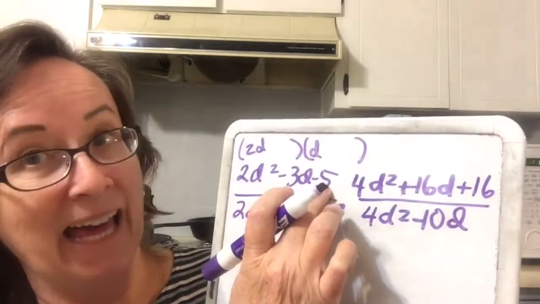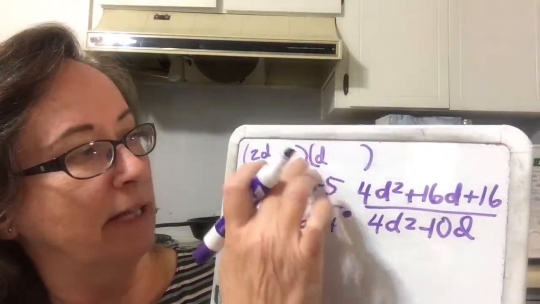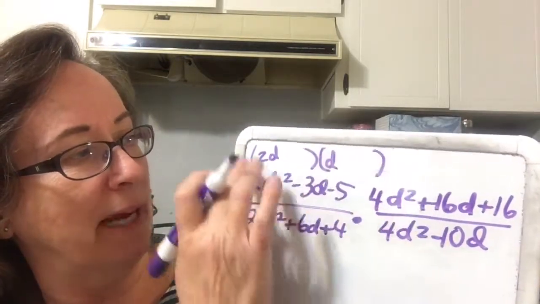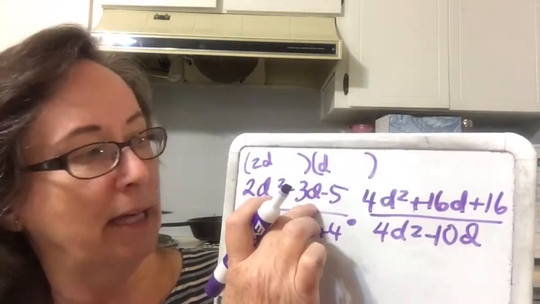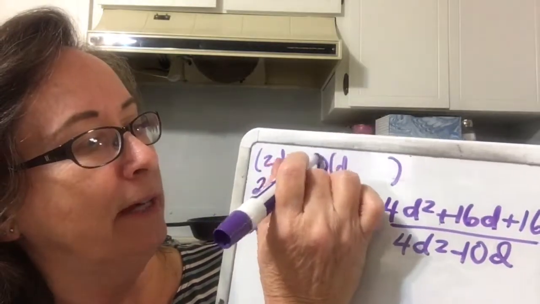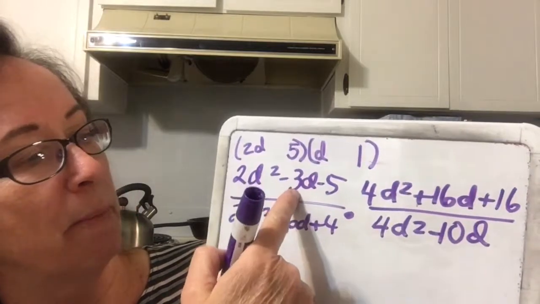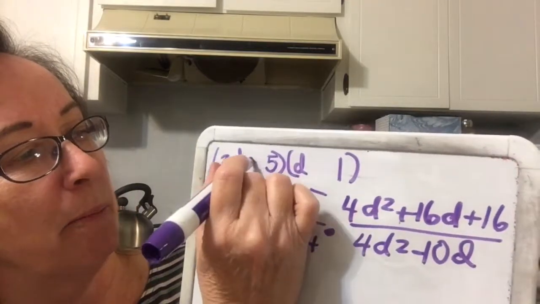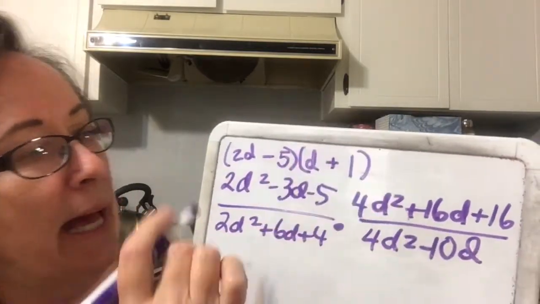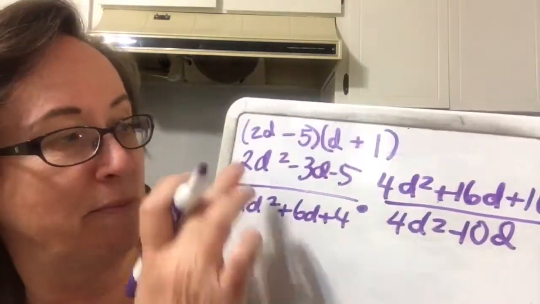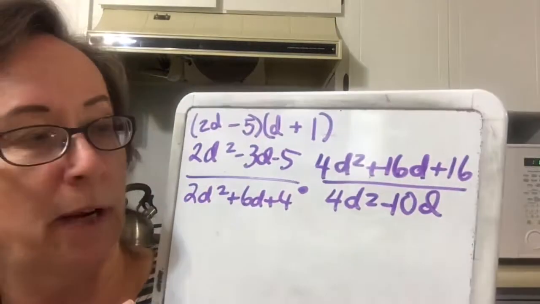Then a 5. Now 5 is going to either go here or here, but if I put the 5 here, then I'm going to have a 10, and I don't want to go that high. So I'm going to put the 5 here. I'm going to put the 1 here. I'm going to want a minus 3d, so I'm going to put a minus 5d and a plus on the 2d, and it FOILs to give me my original expression.